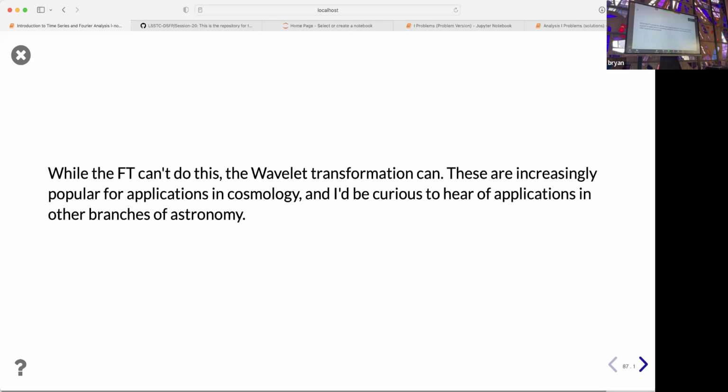As an open question, if anybody knows, would like to chat. Yeah, I played with this a little bit for looking at differential rotation in stars. Is there a specific advantage to the wavelet transformation for likelihood analysis?